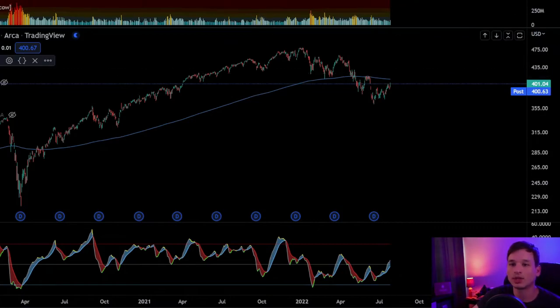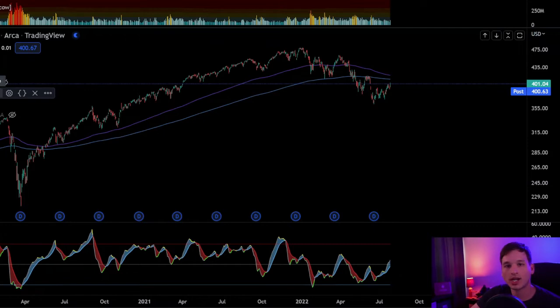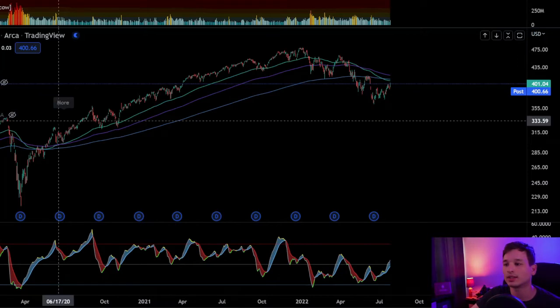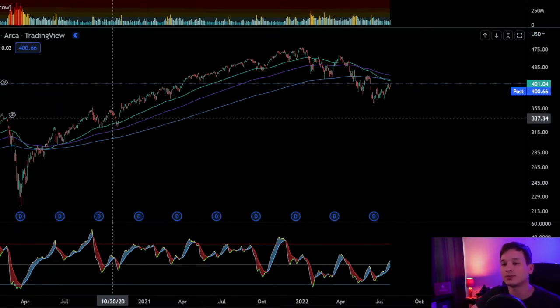So I'm going to bring up some other moving averages that I use. So the purple line is the 100-day moving average. So it's going to be a little bit quicker than the 200-day. Basically does the same thing. It's just going to be a little bit closer to what the price action is doing at the time. And then the 50-day, which is the same thing.